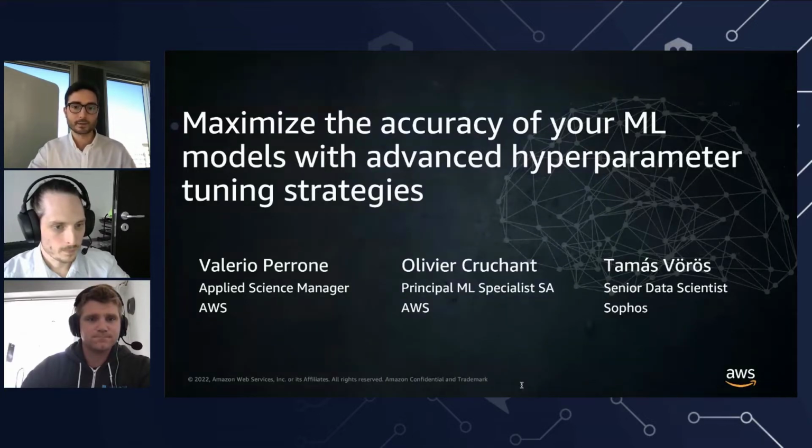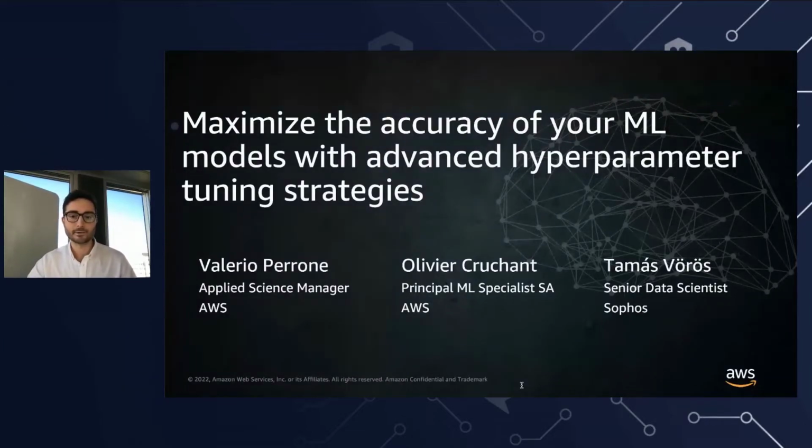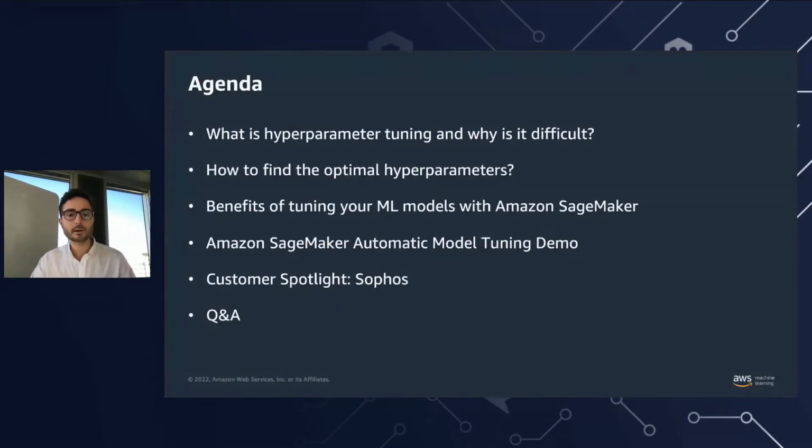So let's get started. Let's look into how you can tune your machine learning models to the highest accuracy with advanced hyperparameter tuning. So let's look at the brief agenda for today. We're going to start by what is hyperparameter tuning and why is it difficult, how to find the optimal hyperparameters for your machine learning models, and then the benefits of tuning your machine learning models in Amazon SageMaker automatic model tuning. As mentioned, we are going to continue with a demo from Olivier and a customer spotlight from Sophos, how you use automatic model tuning at Sophos for Sophos business use cases. And we're going to finish with the Q&A.